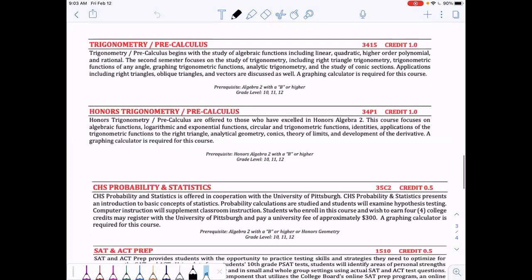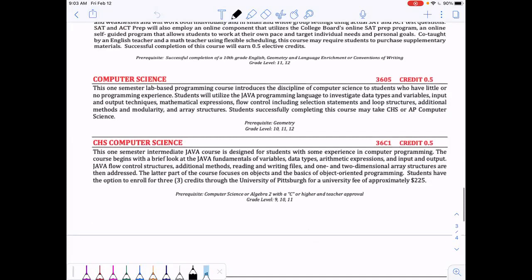We have computer science. Does anybody have computer science right now? Computer science is another class that you could take. We also offer CHS computer science, for which you would get college credit. In math, I feel like we're the department with the least number of elective classes. I don't know why. There just aren't a lot of math electives to take.